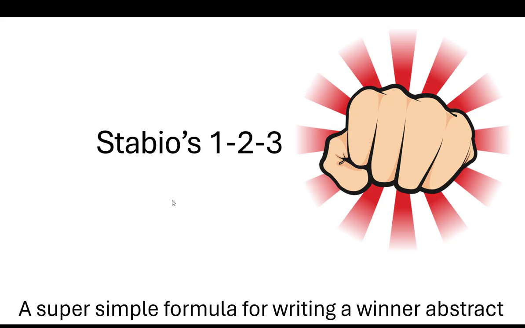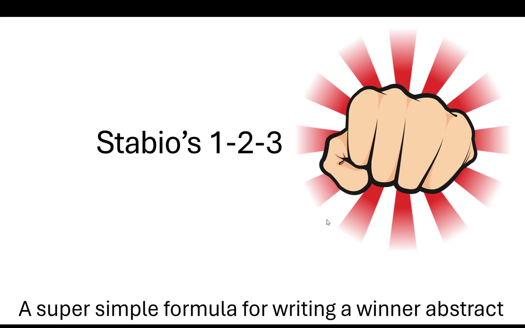Hey students, this is Dr. Stabio, and I would like to present to you Stabio's 1, 2, 3 punch, a super simple formula for writing a winner abstract. And really, I have to credit my PhD advisor, Dr. Cornwall, who spent a lot of time with me as a young PhD student in his lab teaching me how to write an abstract, either an abstract for a grant, an abstract for a conference, or an abstract for a paper. The formula is the same.